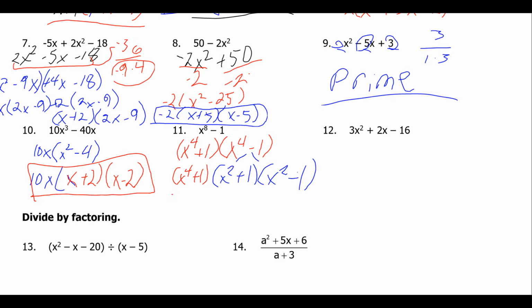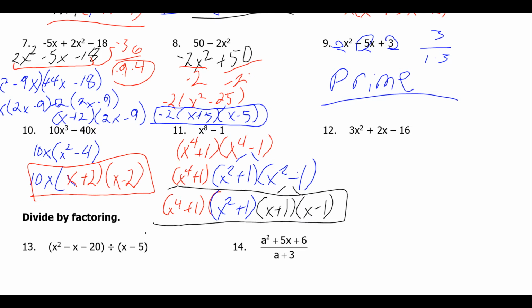And then again we can go x to the 4th plus 1, x squared plus 1, and break this one apart into x plus 1, x minus 1. Now that problem is finished because this is not a set of squares. This was. That was. Okay? You have to be able to recognize it, okay? So that is the end of that problem.